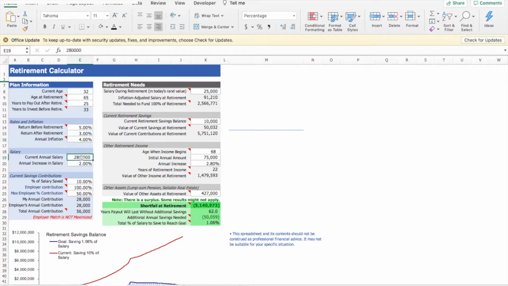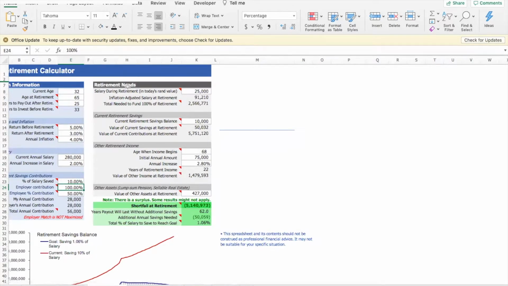Okay, we're going to put our current salary in here, with our annual salary increase as well. What we want to figure out is what our current pension is. So let's assume that you're contributing 10% of your salary, and your employer is matching 100% of that.